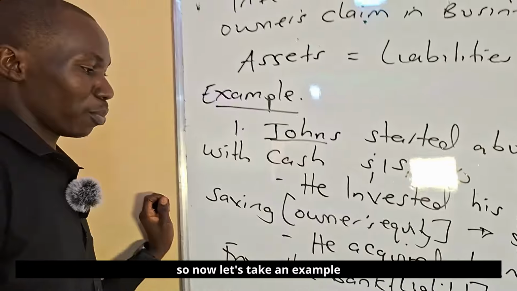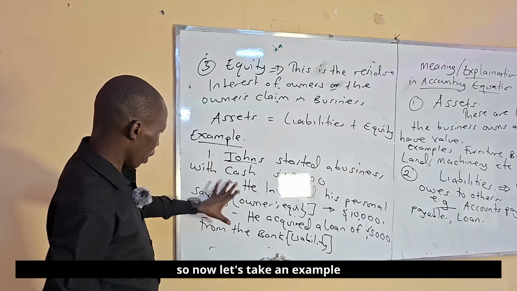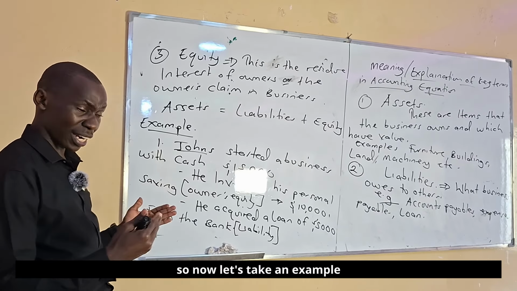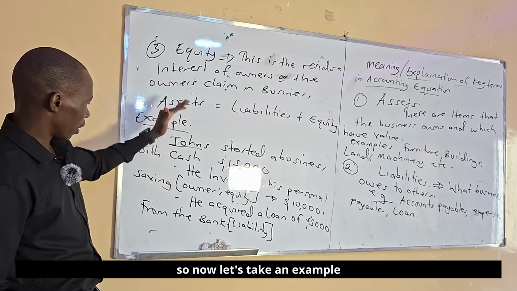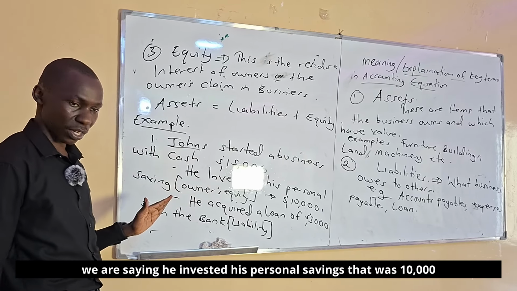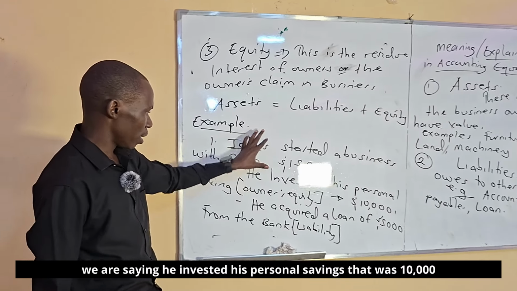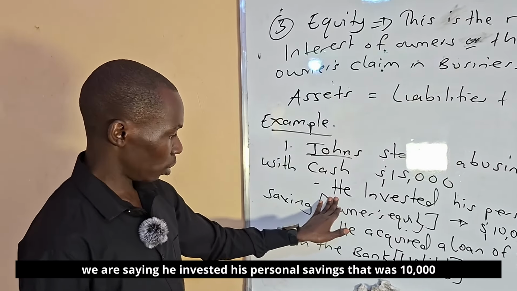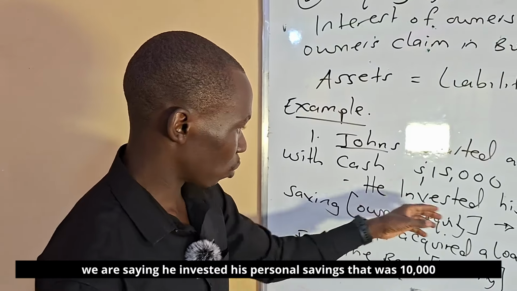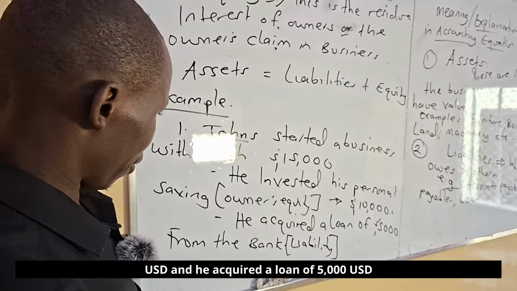Once you get money from someone, of course, they are demanding, so we need to put it into consideration. If you look at this, for example, so that we can understand the accounting equation, we are saying John started a business with cash of 15,000. Out of this 15,000, what comes to your mind? Where did he get this money? He withdrew the money and invested, that was 10,000, and acquired a loan of 5,000.